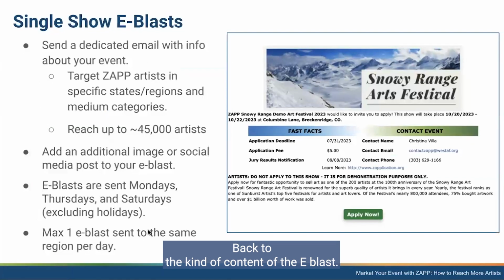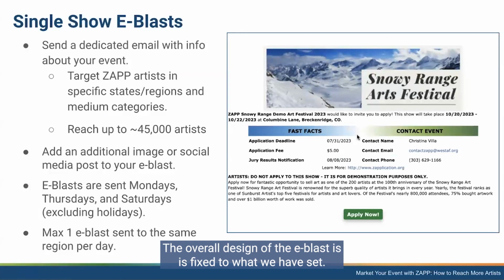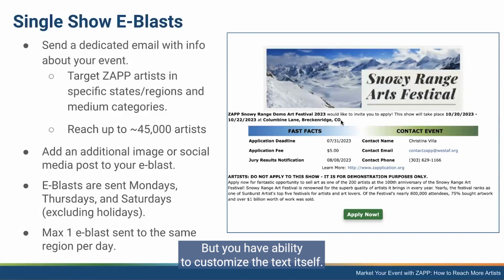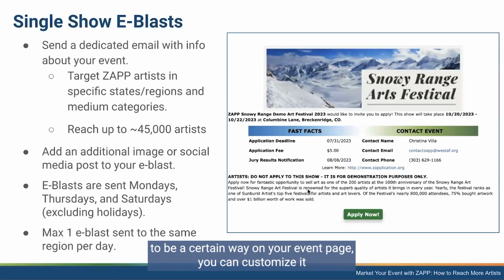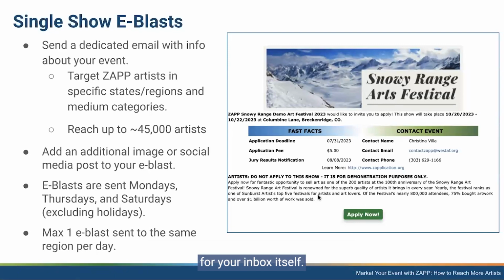Back to the content of the eBlast, you can see an example here of what it would look like. The overall design of the eBlast is fixed to what we have set, but you have the ability to customize the text itself. So the ZAPP eBlast will automatically pull in info from your event, including the application dates, the notifications date, the contact person and email, as well as the event summary. But even if you want your event summary to be a certain way on your event page, you can customize it for your eBlast itself.